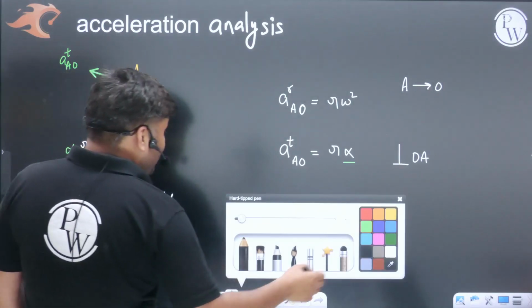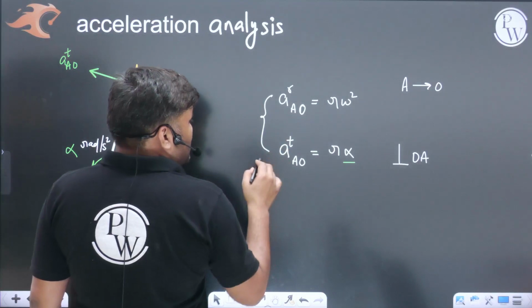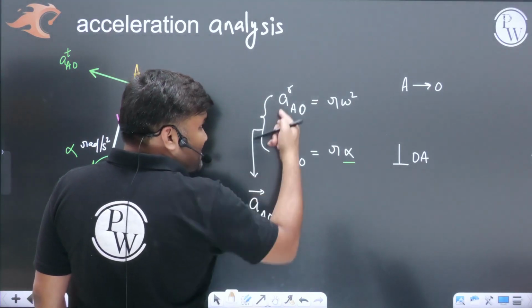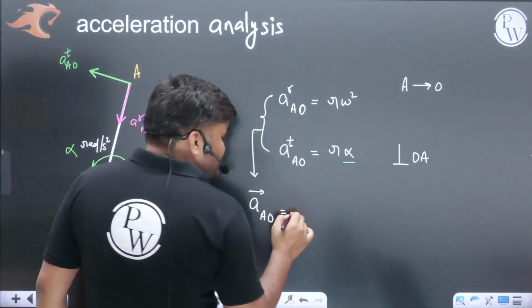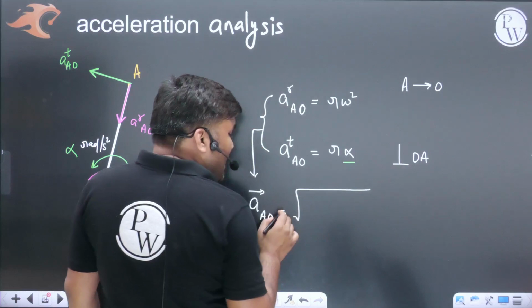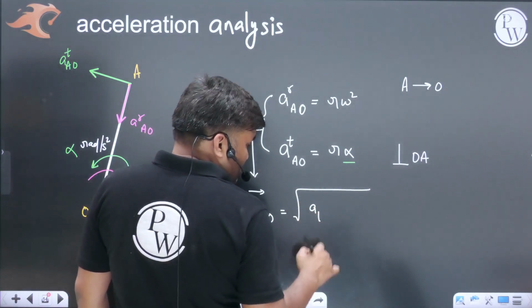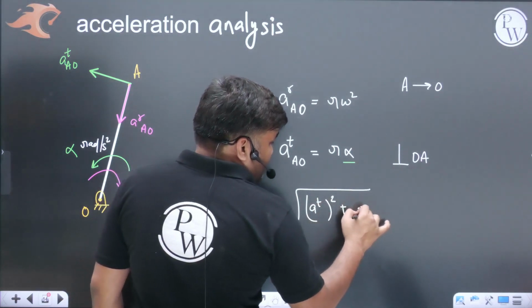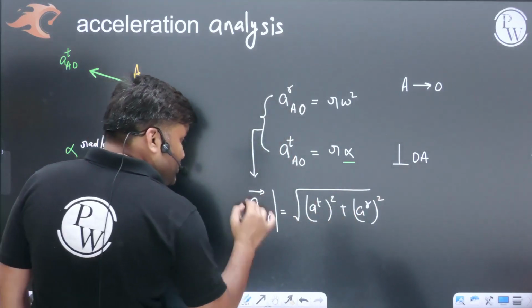If somebody is asking, tell me what is the resultant total acceleration. So, sir, total acceleration, acceleration of A with respect to O: vector summation of the radial and tangential. These are the vectors, add them, beta. Under root, the magnitude will be how much? Under root, tangential acceleration square plus radial acceleration square. Getting a point? This is the magnitude, beta.